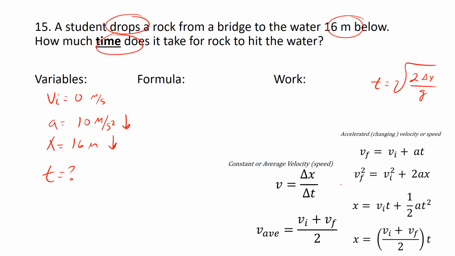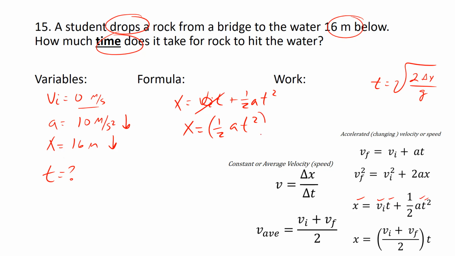VI, a, x, and t. That's your equation you start with. x equals VI t plus 1/2 a t squared. Well, if VI is 0, that cancels this first part out. x equals 1/2 a t squared.